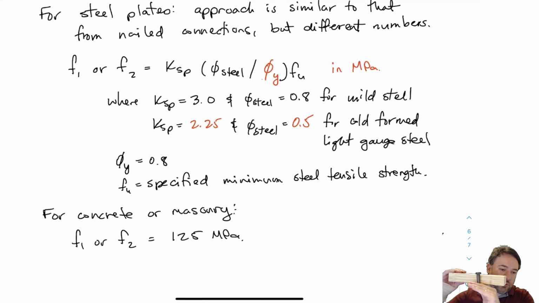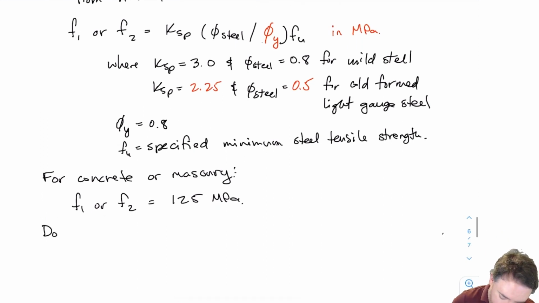So this would happen, you know, with bottom plates in a light frame shear wall that are bolted down directly. They would have this kind of embedment strength for the concrete side. Or if I was bolting something into a masonry wall, it would look like this. And then, of course, I have the dowel or bolt strength for the bolt itself.